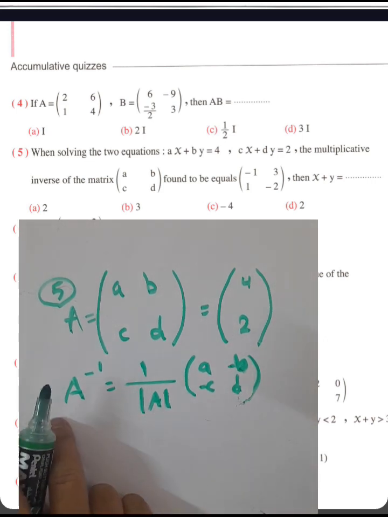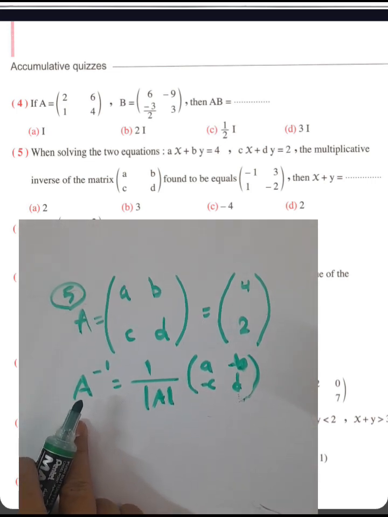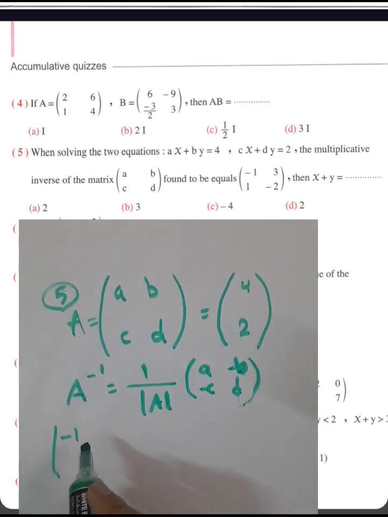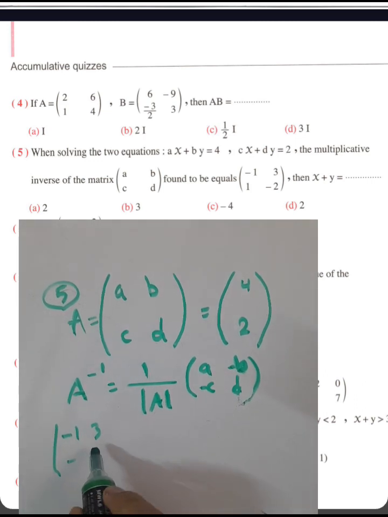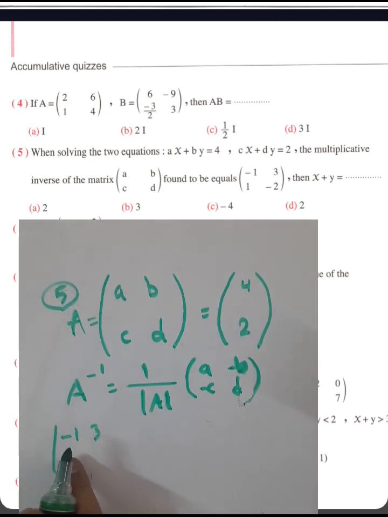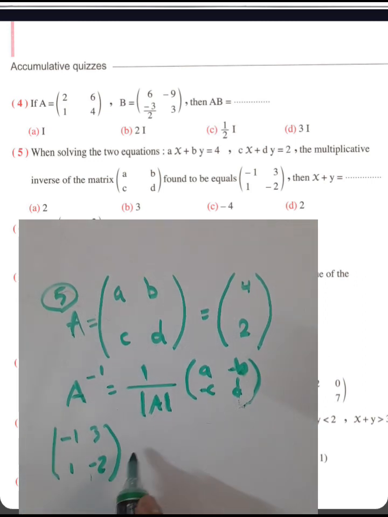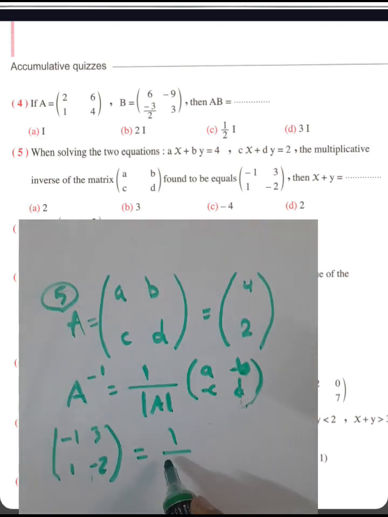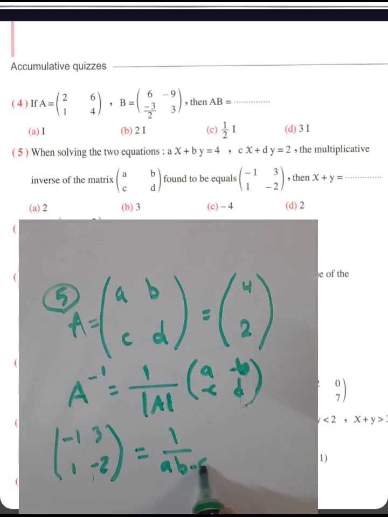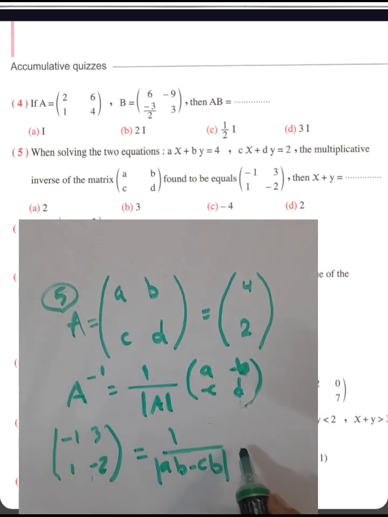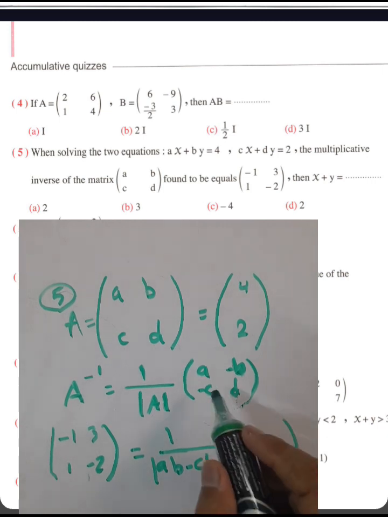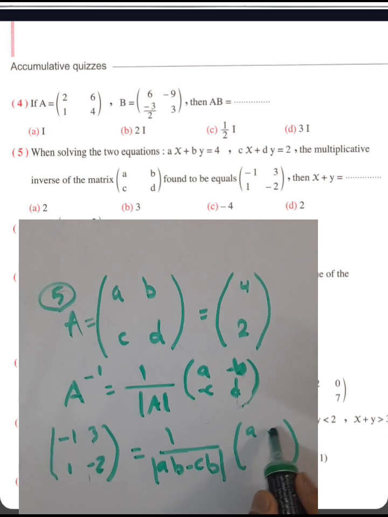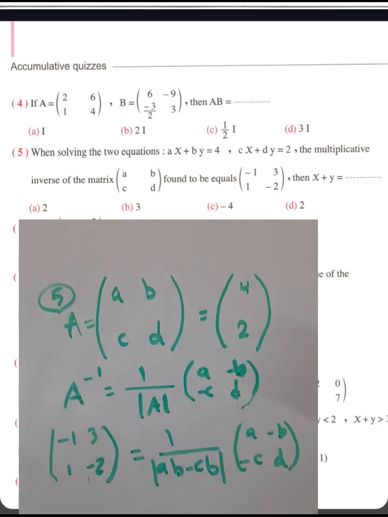He gives us the result of the inverse. The inverse of this matrix was negative 1, 3, and 1, negative 2. Okay, we can write 1 over the determinant of A here. We can write A times D subtract C and B, and the inverse of A and D, and this number A and negative B and negative C and D. He gives us the result here.